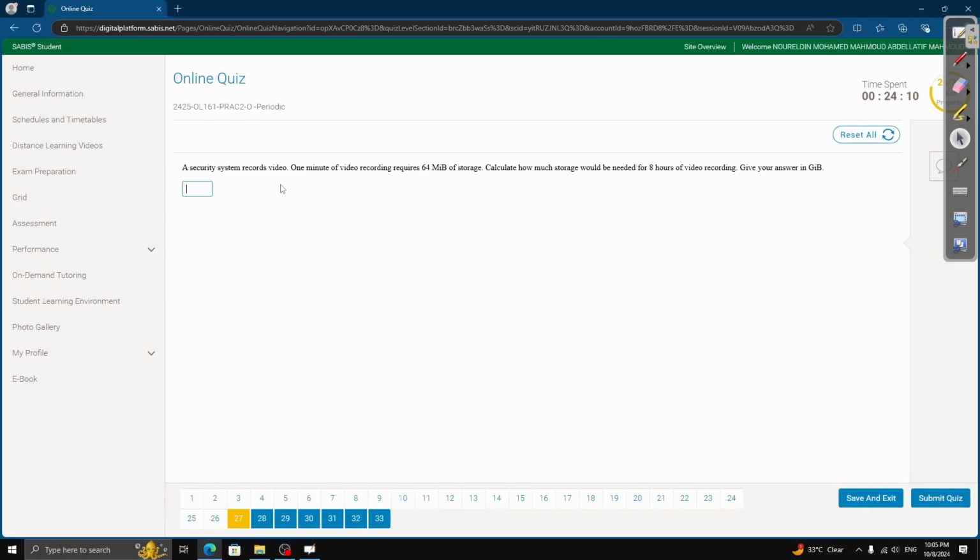A security system records videos. 1 minute of video recording requires 64 megabytes of storage. Calculate how much storage would be needed for 8 hours of video recording. For these types of questions, I suggest factorizing numbers. But for now, don't worry about factorizing. Just write out everything given. 1 minute is equal to 64 megabytes. And in minutes, 8 hours is 480 minutes.